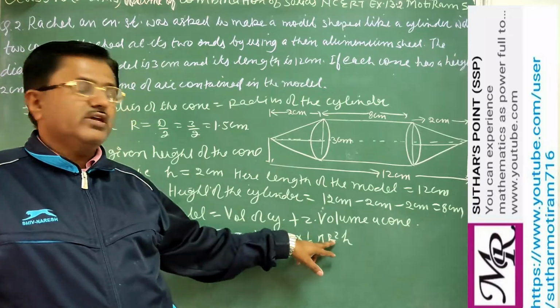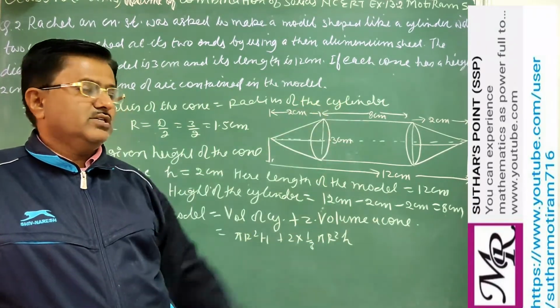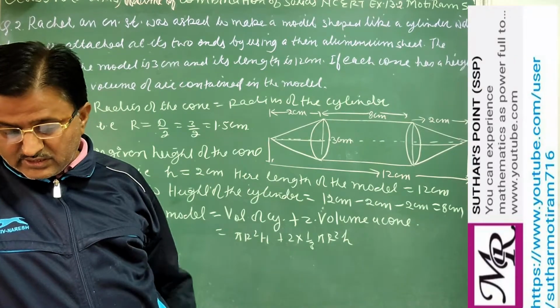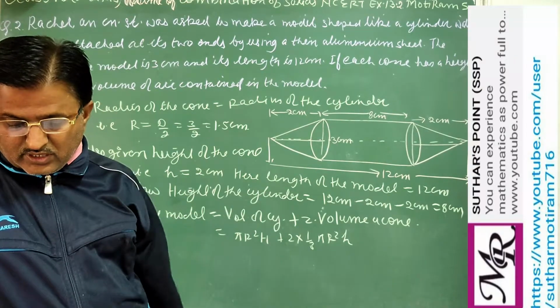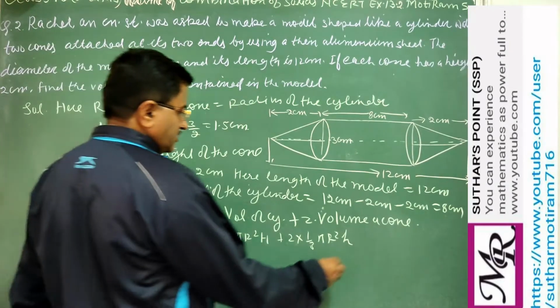Here capital H we are taking height of the cylinder, that's why we are using the formula pi r square H, and for cone we are using small h for height, that's why 1 by 3 pi r square h. But we are using radius for both as capital R, because both have base area same, or we can see radius is same, that's why we have to write. Clear?